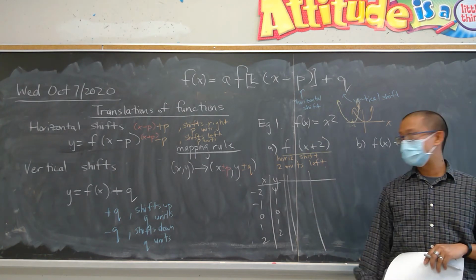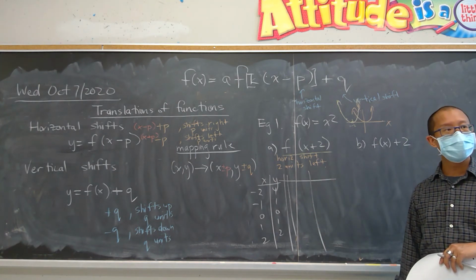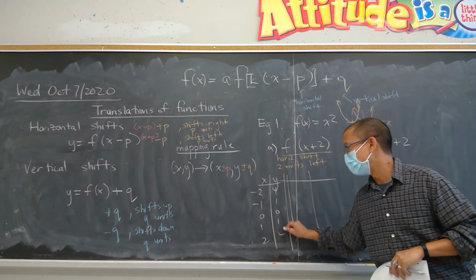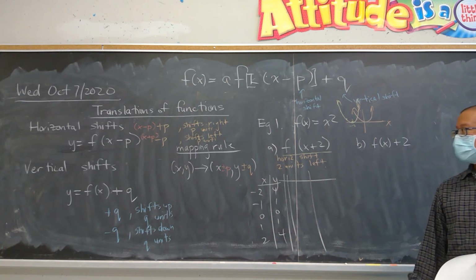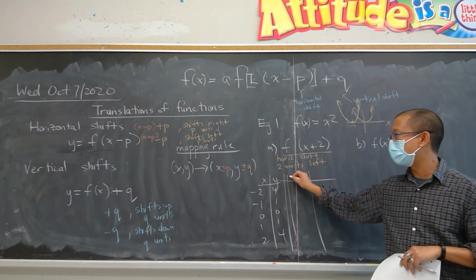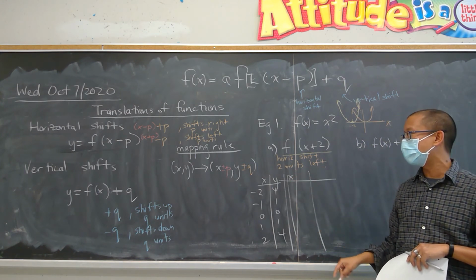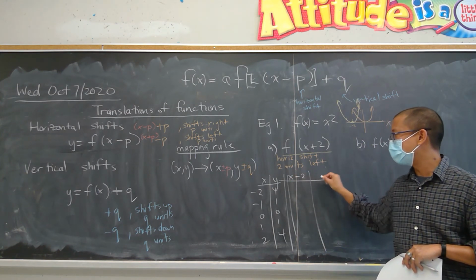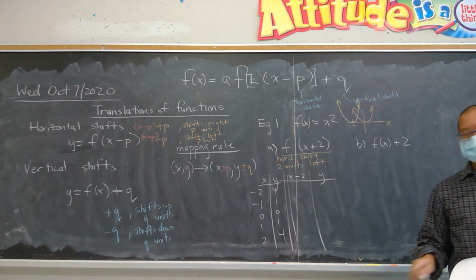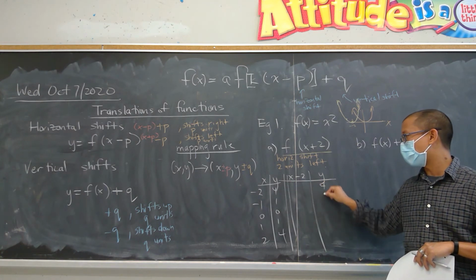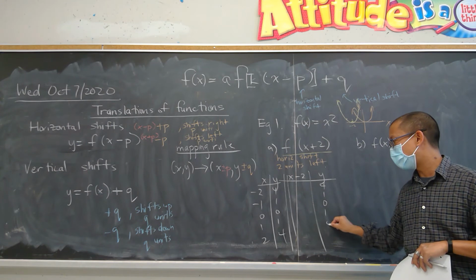So with the horizontal shift left, isn't it 4? Sorry, 4. If it's a horizontal shift left, what is that going to do? It's going to be the equation for the new x coordinate. It's going to be x minus 2, and that's going to be the remaining y values. So these y values are going to be 4, 1, 0, 1, 4.